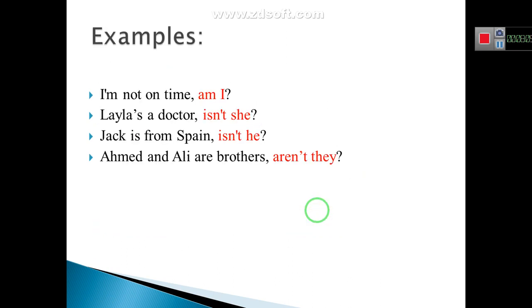Okay, guys, let's look at some examples. I'm not on time, am I? Layla is a doctor. Okay, where's verb be? Is. I'm gonna write is again. Positive or negative? Positive, I have to change to the negative: isn't. Instead of Layla, I have to use she. Jag is from Spain, isn't he? Jag is a boy, I have to use he. Ahmed and Ali are brothers, aren't they? This they refers to Ahmed and Ali.